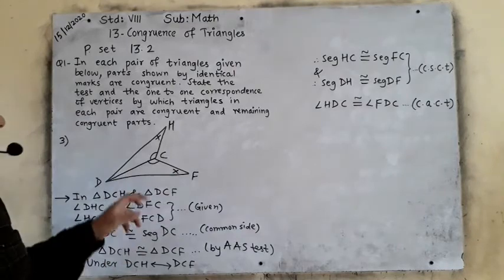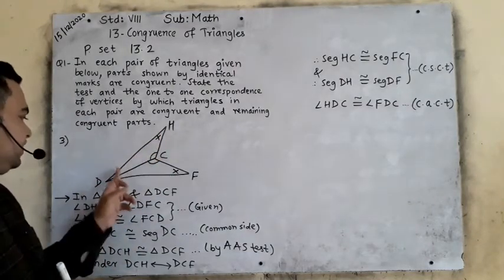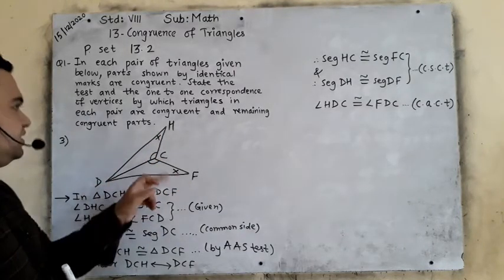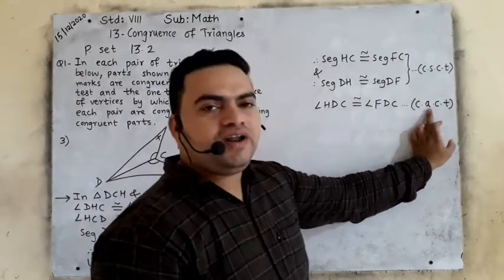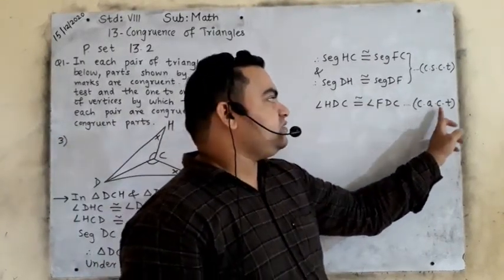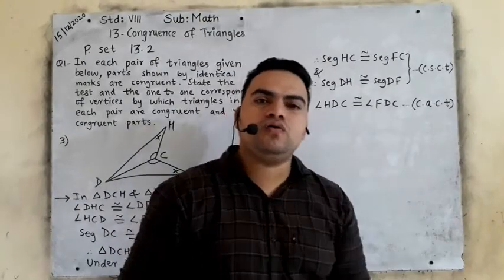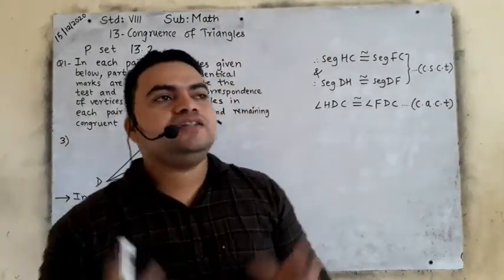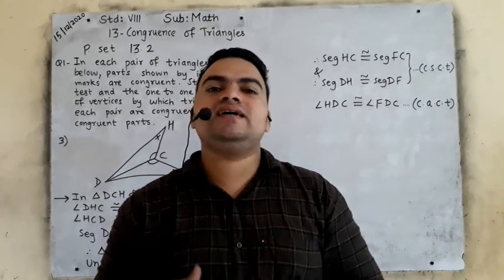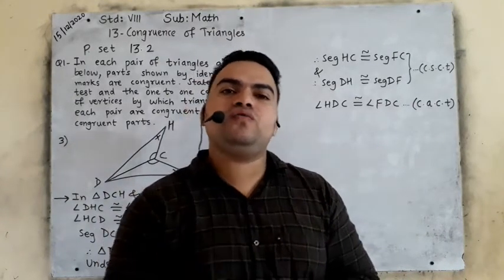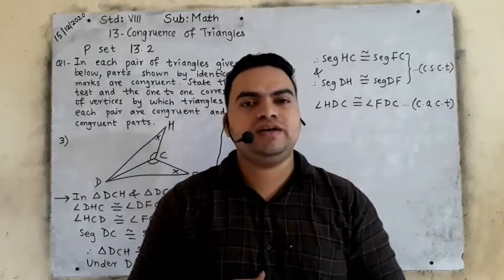Okay, HDC, D comes in between, and FDC will be congruent because corresponding angles of congruent triangles will be congruent to each other. If two triangles are congruent, then their corresponding sides and their corresponding angles will be congruent to each other. I hope you understood here.